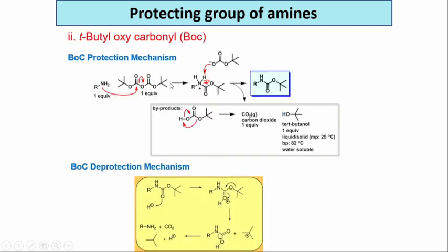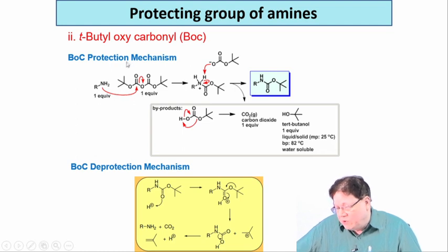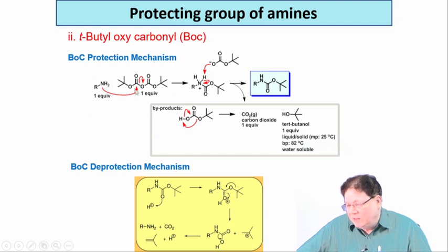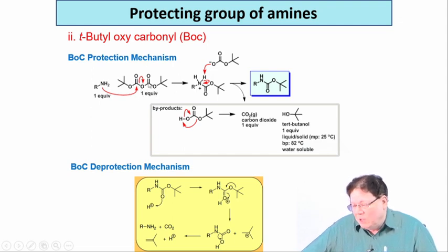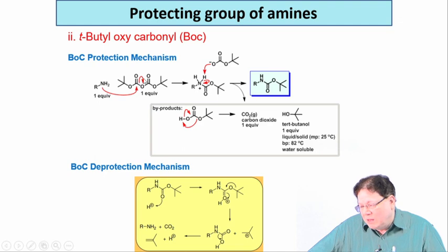For protection by the T-butyl oxy group, that is TBOC, there are many reagents, I am just showing you a few of those. The most commonly used is what is called T-butyl oxycarbonyl anhydride, because you have a COOCO. So, that is the anhydride portion. Or it is commonly called BOC anhydride.